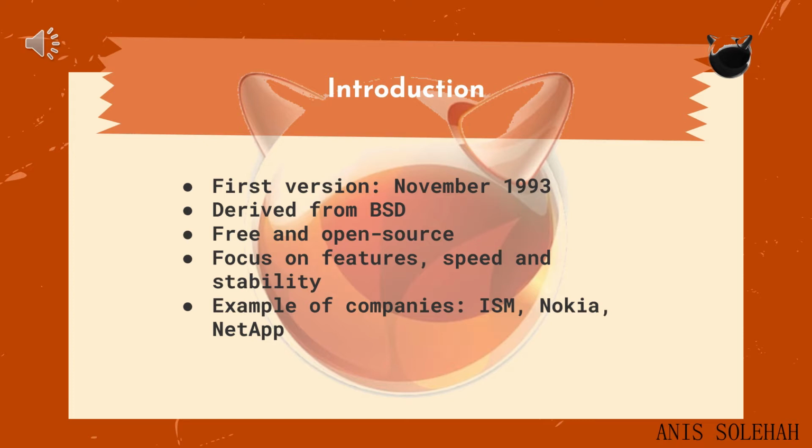FreeBSD also is a free and open source Unix-like operating system. It is used in a variety of platforms and it focuses on features, speed and stability. Companies like IBM, Nokia and Nmap are the ones who use FreeBSD in order to build their products.